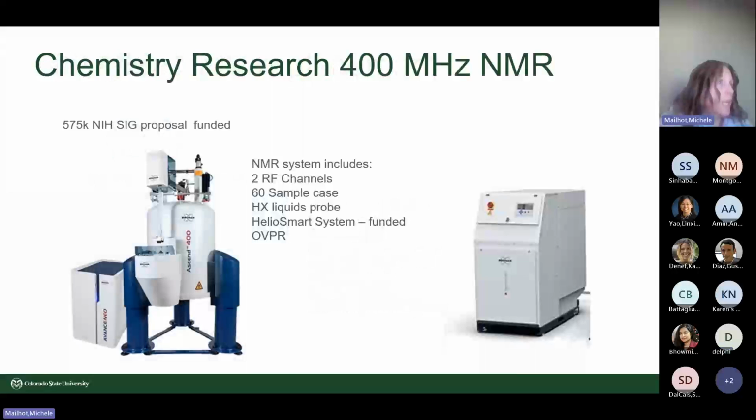The other NMR that we got funded was a basic 400 system to help with the workload in ChemR. The 2 systems that I mentioned in ChemR are basically at capacity. So this is a basic NMR system. It will have a 60 sample case, an HX probe, and we also got what Bruker calls a HelioSmart.